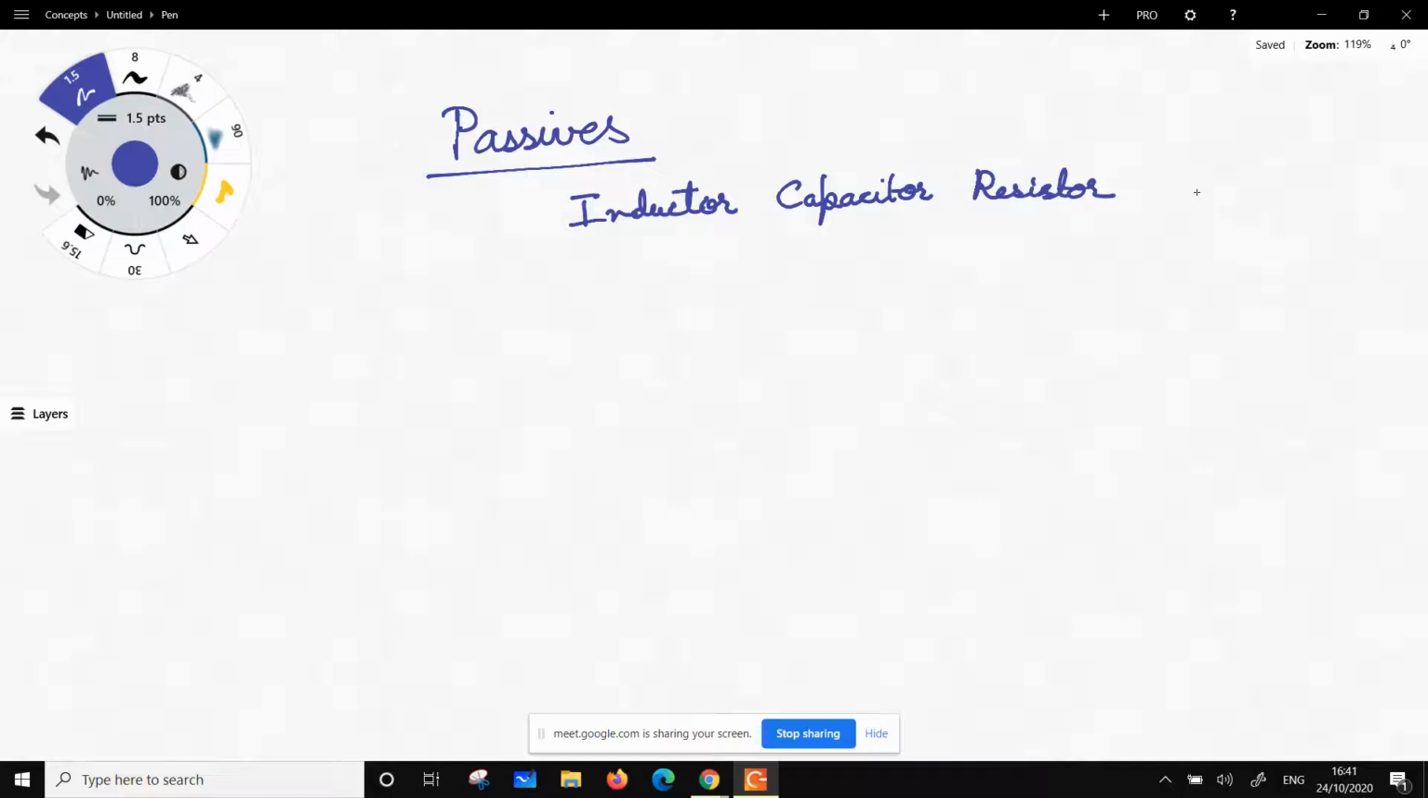For an inductor, the basic equation is V is equal to L di by dt. For a capacitor, I is equal to C dV by dt. And for a resistor, V is equal to IR. So these are voltage and current relationships. The easiest one is the resistor: voltage is proportional to current, and the constant of proportionality is R, the resistance.